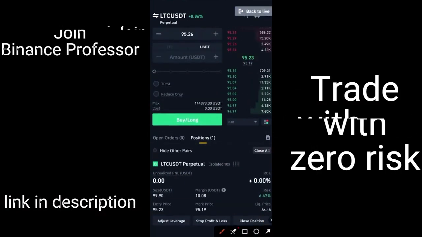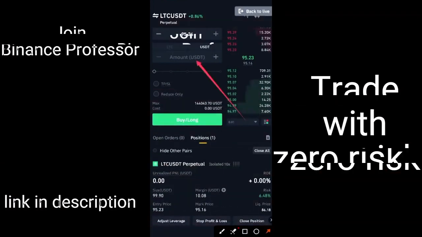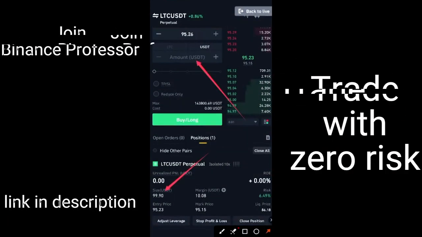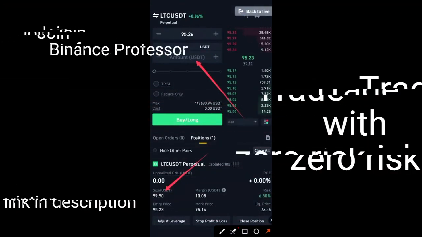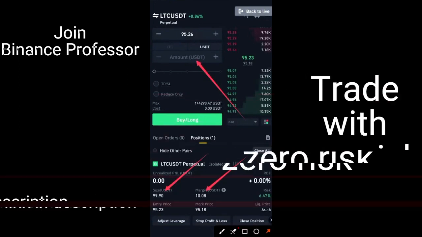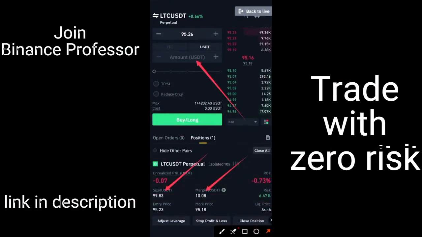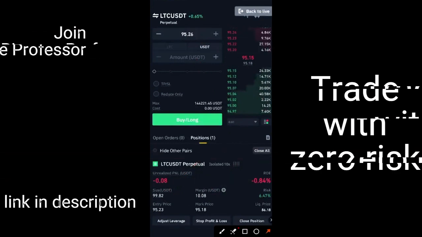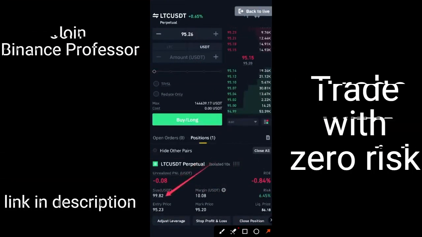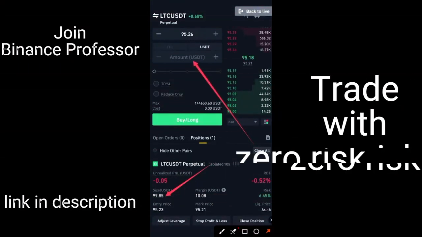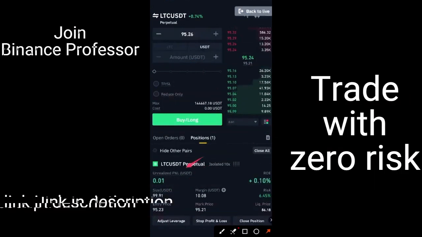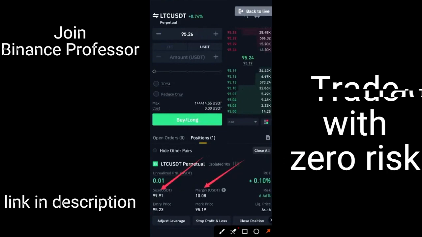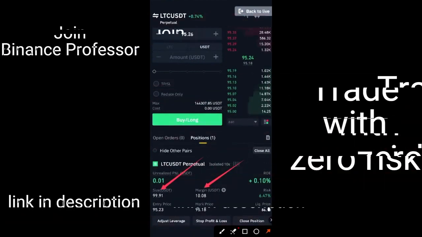Once you've enabled Isolated Margin Mode, you need to select how much margin you want to allocate for the trade. You can choose a percentage of your total margin balance, and Binance will automatically calculate the maximum position size you can take based on your selected leverage. It's important to note that the higher the leverage you choose, the more risk you'll be taking on. So, it's always a good idea to start with a lower leverage and gradually increase it as you become more comfortable with the platform.